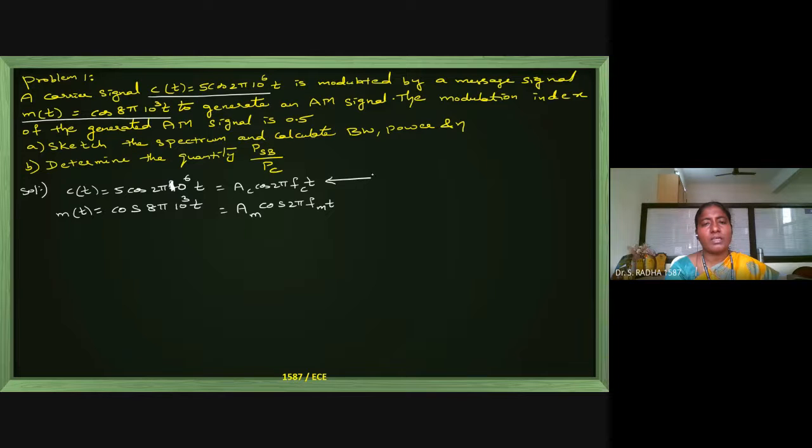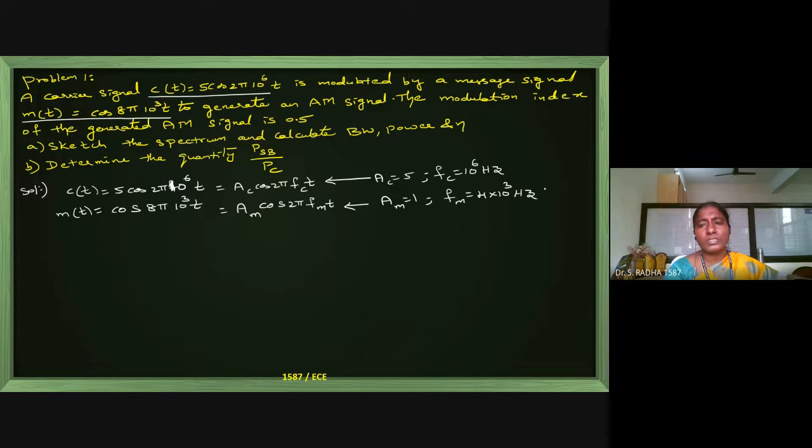So from here, we can understand Ac value is 5 and fc value is 10^6 hertz. Units are hertz, and Ac is voltage, 5 volts you can take. From the second equation, we compare and get Am value 1, and then fm value: you take 2π fm, but here 8π 10^3 is there. So you leave 2π, and the remaining 4 you join with 10^3. So it will become 4 into 10^3 hertz.